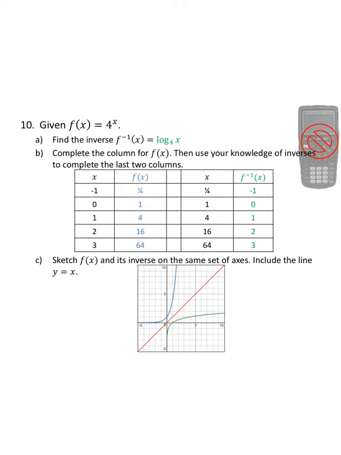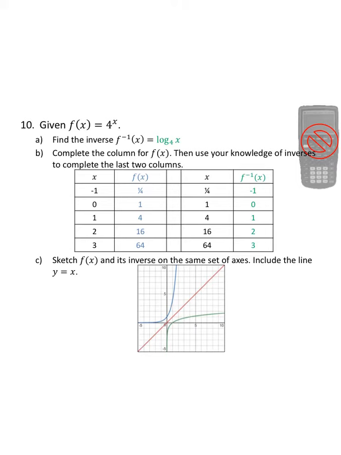So let's try it again. Given f of x equals 4 to the x, we know our inverse will be the logarithm of the same base. So the inverse is log base 4 of x. When x is negative 1, 4 to the negative 1 is 1/4. 4 to the 0 is 1. 4 to the first power is 4. 4 squared is 16. And 4 to the third power is 64. I know it says no calculator, but you can do it, I promise.